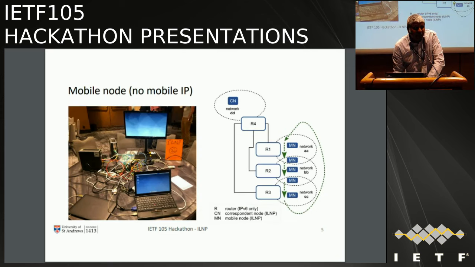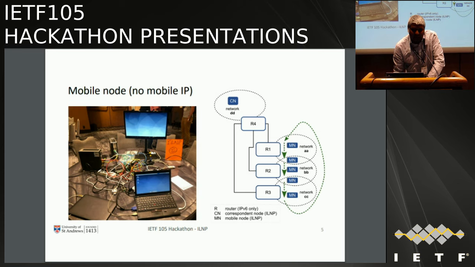This is the demo that we had running. It's not very easy to see, but you've got two boxes at the right-hand edge running the ILNP code, and in the middle we've got four little edge router boxes. Those are R1, R2, R3 marked in the logical diagram, and we emulated a mobile node moving across them. So no mobile IP there, just unicast routing.